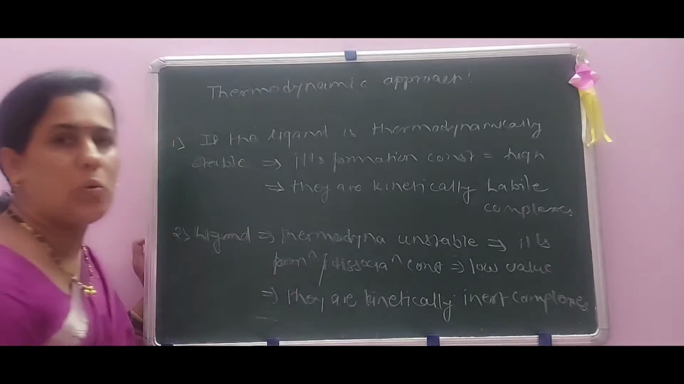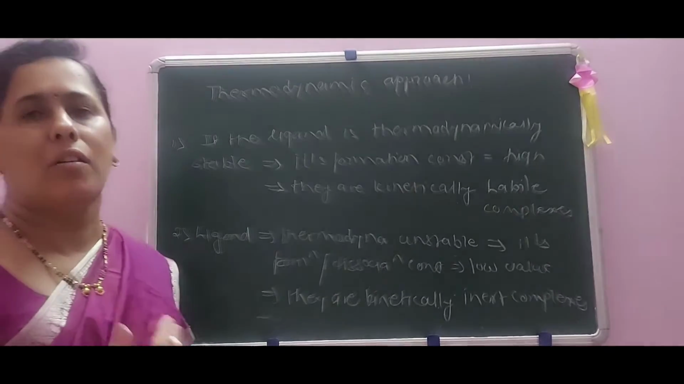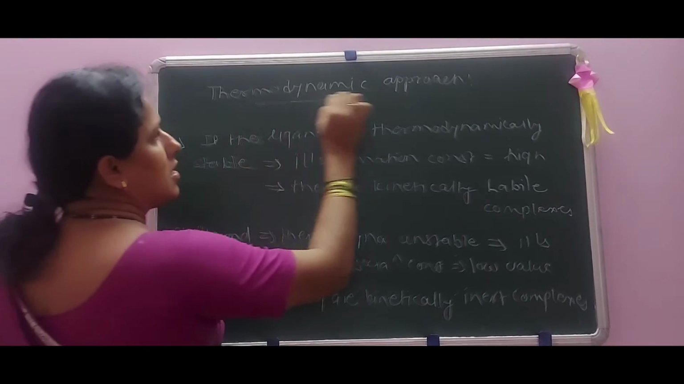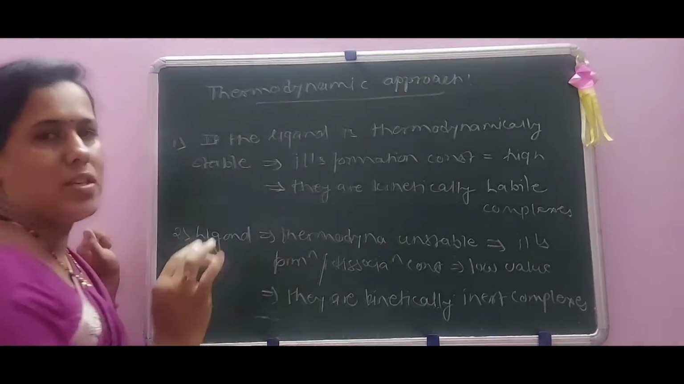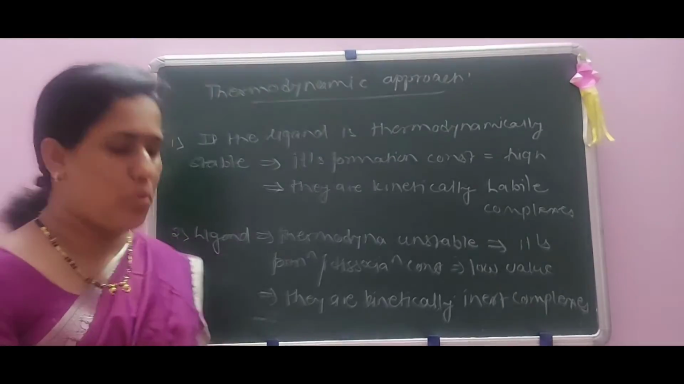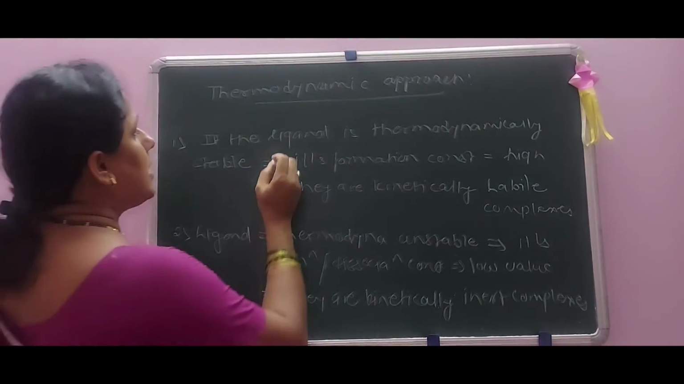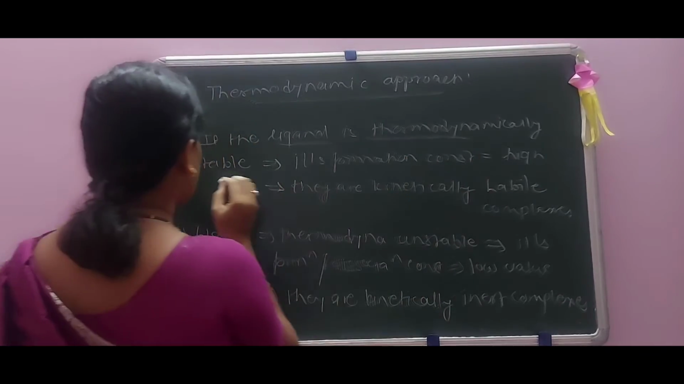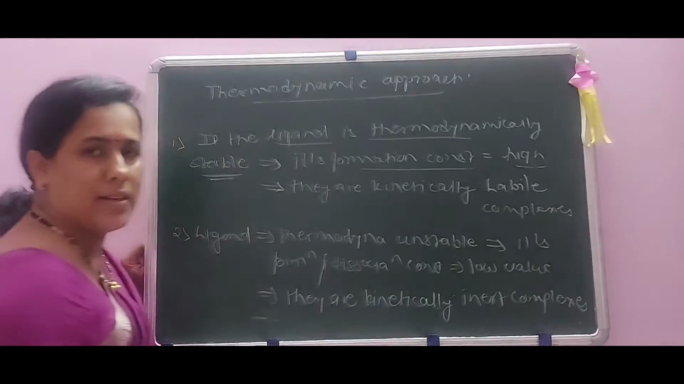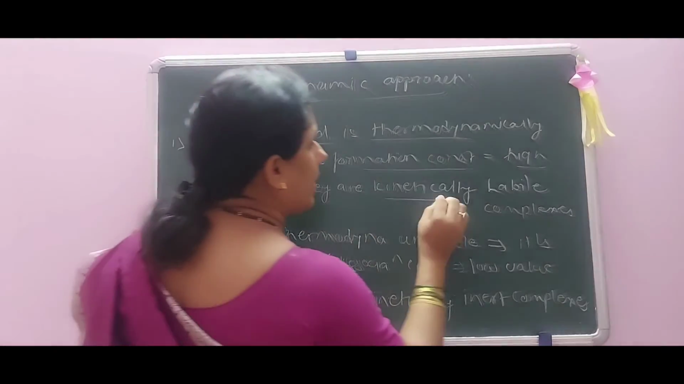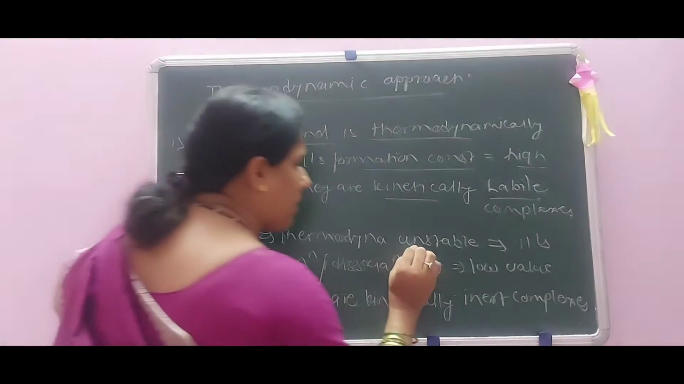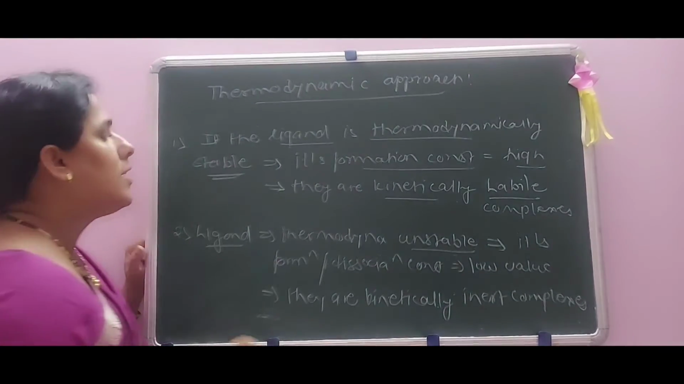This is the trick to identify whether the complex is stable or unstable, using the thermodynamic approach. You have to keep this in mind; it is very important from the exam point of view, from the MCQ point of view. If the ligand is thermodynamically stable, its formation constant is a high value, and they are kinetically labile complexes. And if the ligand is thermodynamically unstable, here what happens?